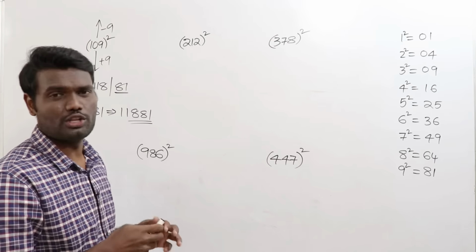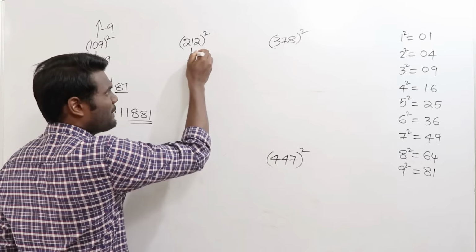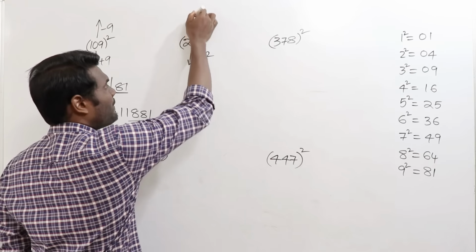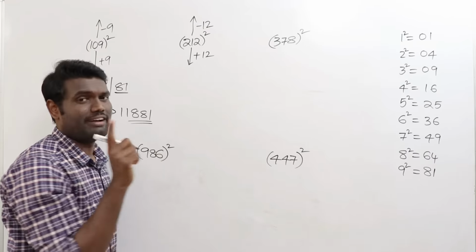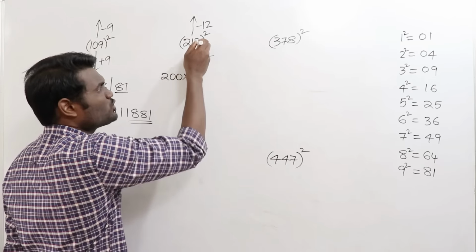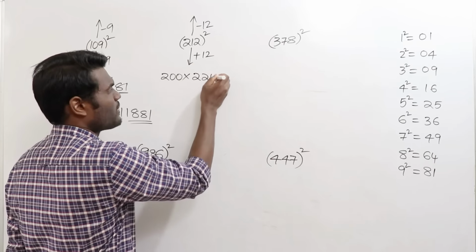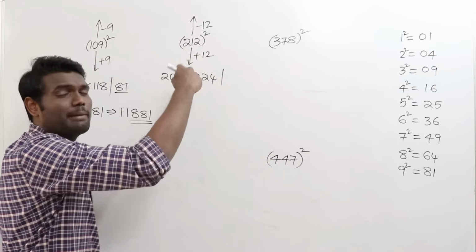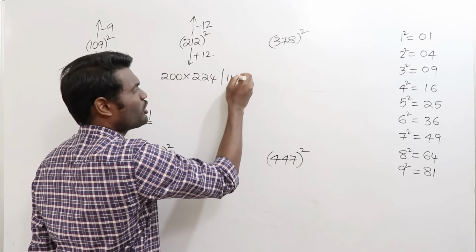Okay. 212 whole square. Now how will I write 212 whole square? 212 whole square, it will be plus 12 minus 12. 212 minus 12, it is 200. So it is going to be 200 into 212 plus 12, which is 224. Next, the square of the number whatever you're doing plus minus. Now it will be 12 square. 12 square will be 144.